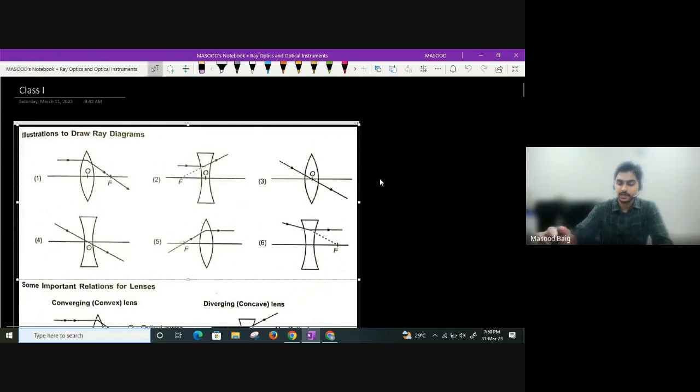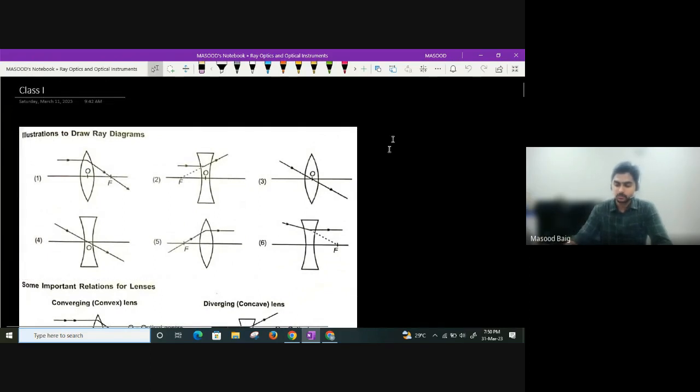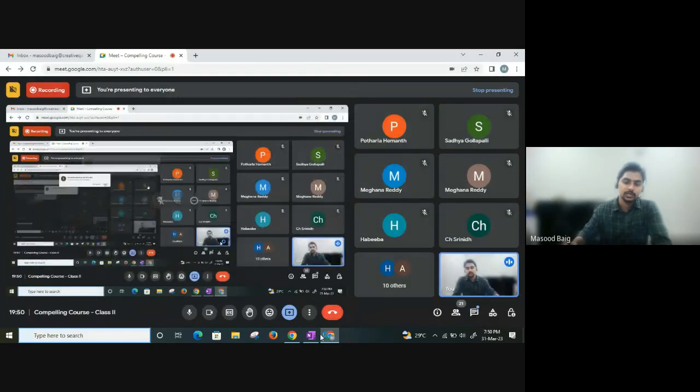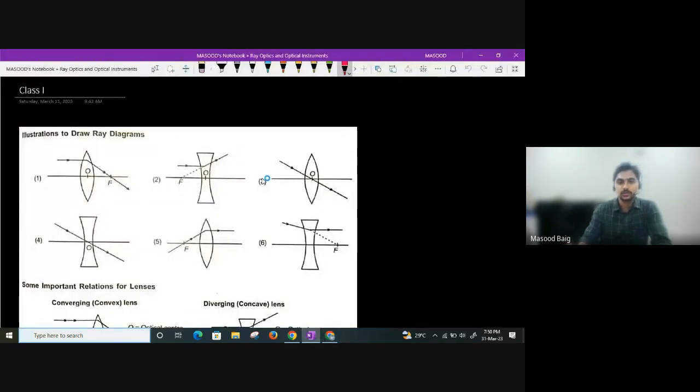So basic ray diagrams we are already aware of, I guess. What are the basic ray diagrams? Whenever an incident ray is parallel to the principal axis, after refraction through the lens, it is going to converge at the focus, or it will appear to diverge from the focus. So for a convex lens, it will converge at the focus, and for a concave lens, it will appear to diverge from the focus. And an incident ray passing through the optical center will move undeviated.